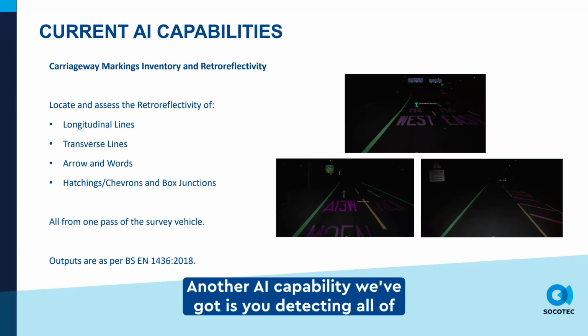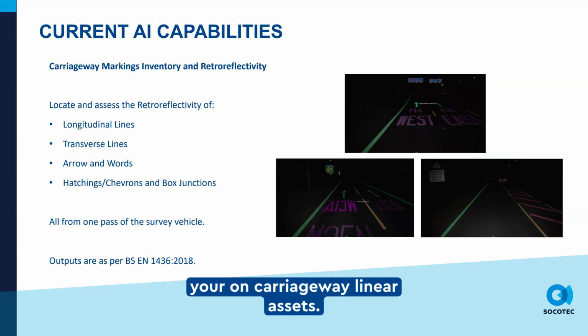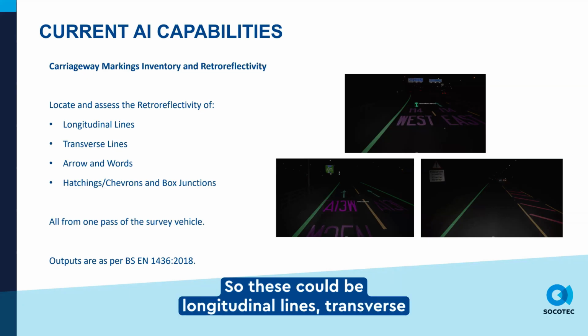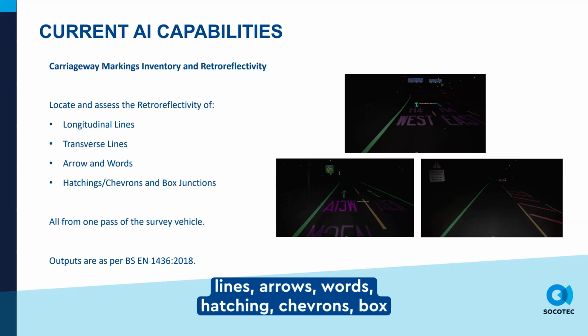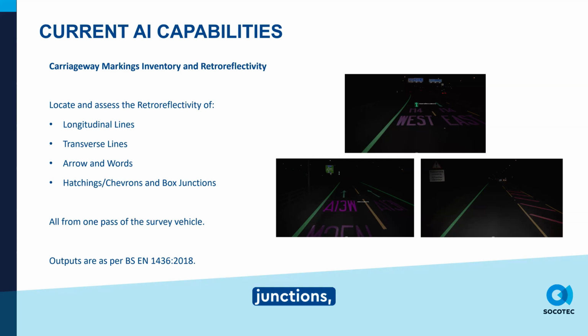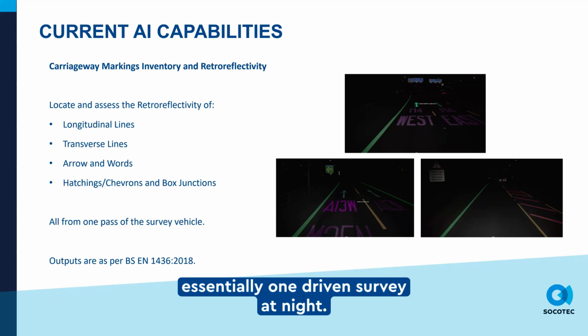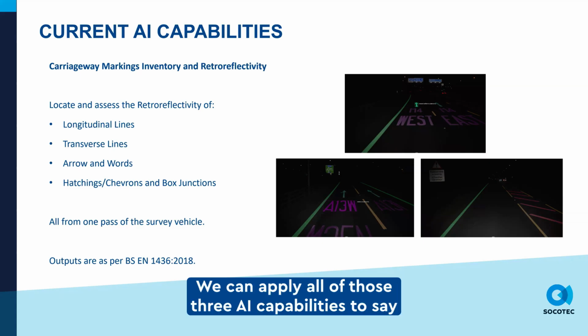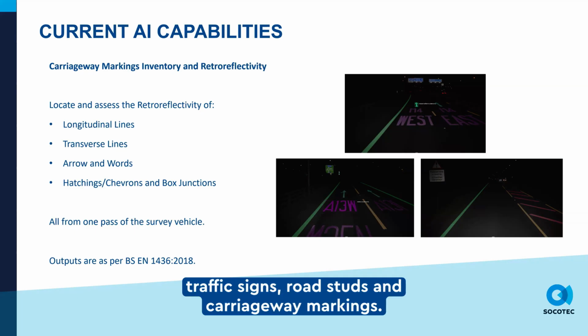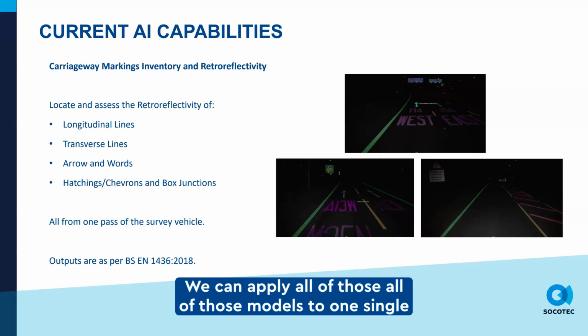Another AI capability that we've got is detecting all of your on-carriageway linear assets. These could be longitudinal lines, transverse lines, arrows, words, hatching, chevrons, box junctions, all from one part of the vehicle. Now we can combine, essentially, one driven survey at night. We can apply all of those three AI capabilities to traffic signs, road studs, and carriageway markings. We can apply all of those models to one single driven pass of video.